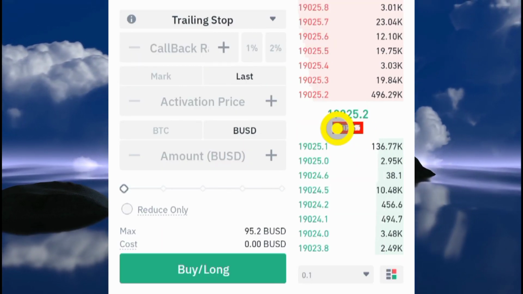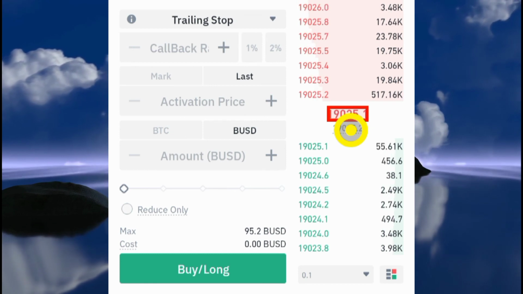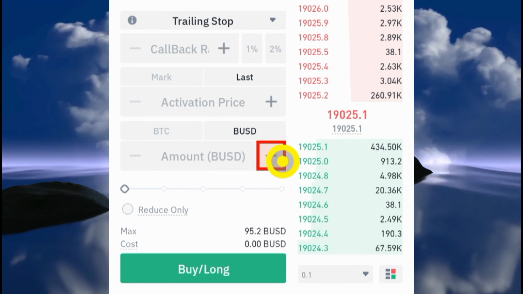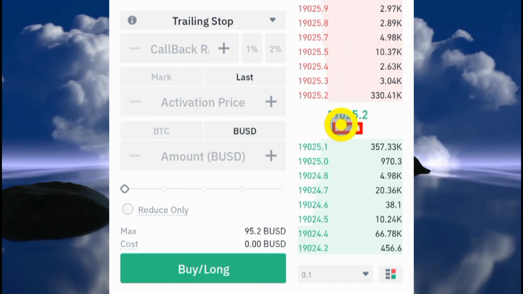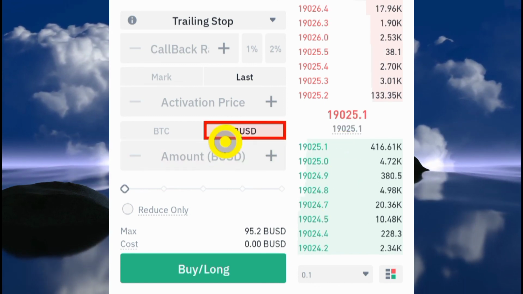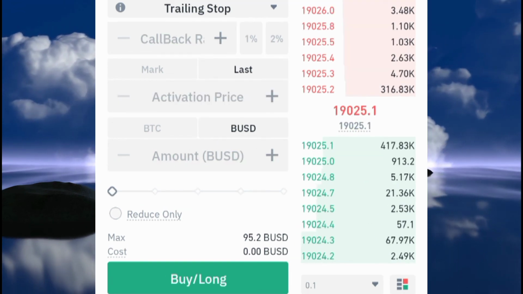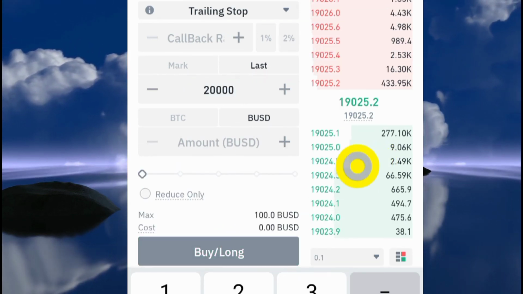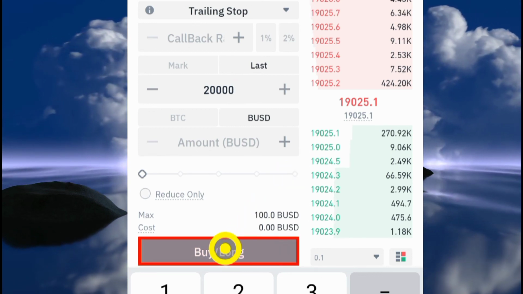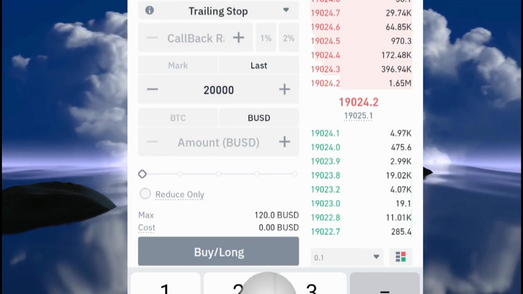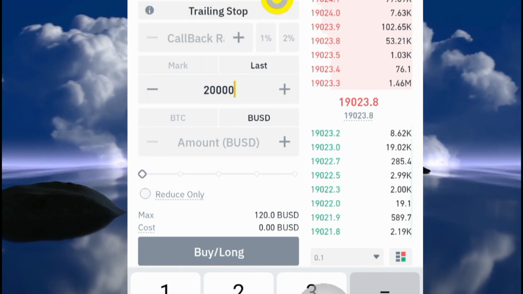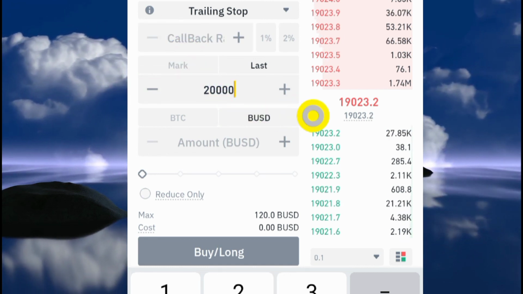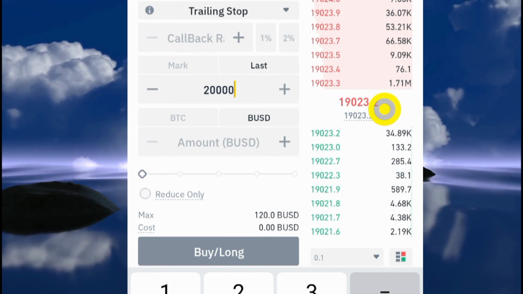Since I shorted my Bitcoin at 19,000, I would expect the price to go down. If it goes down, I would make a profit. So my activation price has to be either the current market price or below. If I put anything above 19,000, the buy button wouldn't be active. So let's say we put 20,000. You see, 20,000 makes this button not active, because if you are setting a buy order now with a trailing stop, that means you already shorted. You want to take your profits with a buy order, right? So that means the price has to be lower, either the current market price or lower.